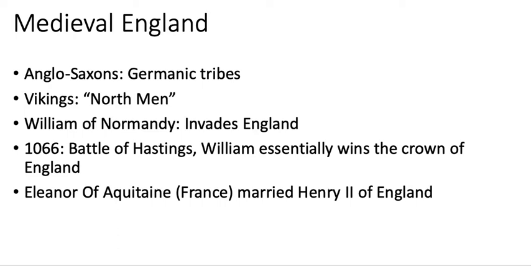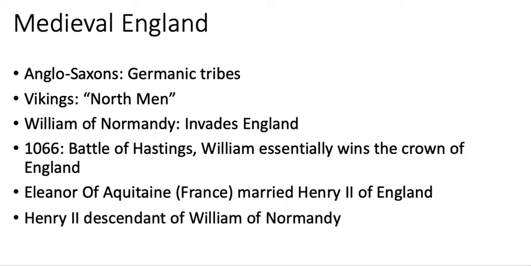Later on down the line, a descendant of William of Normandy, Henry II, marries a woman named Eleanor of Aquitaine, and Eleanor gives Henry more land and more access in France. So his empire in England is expanding to control parts of France as well. And we actually know Henry II's son, Richard the Lionhearted, from the discussion on the Crusades.